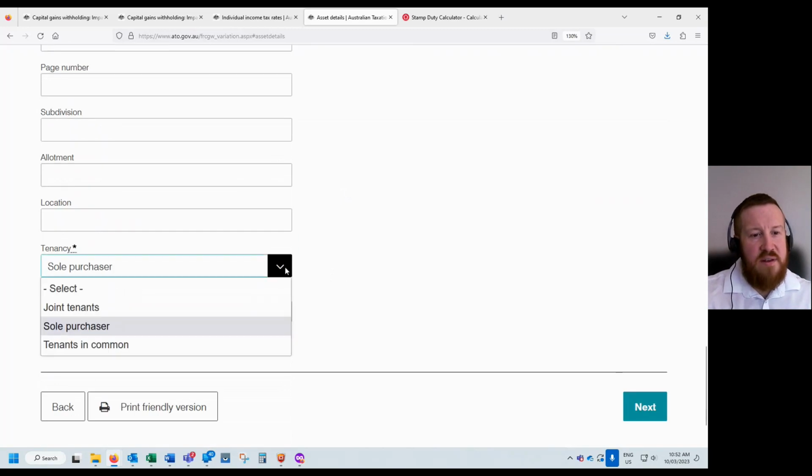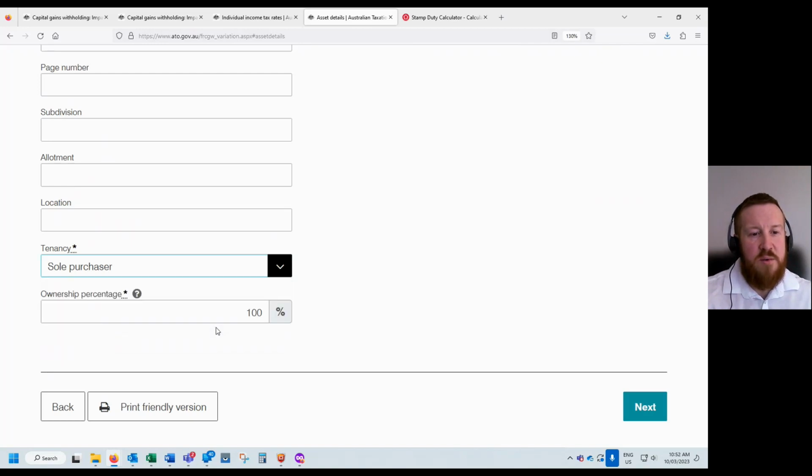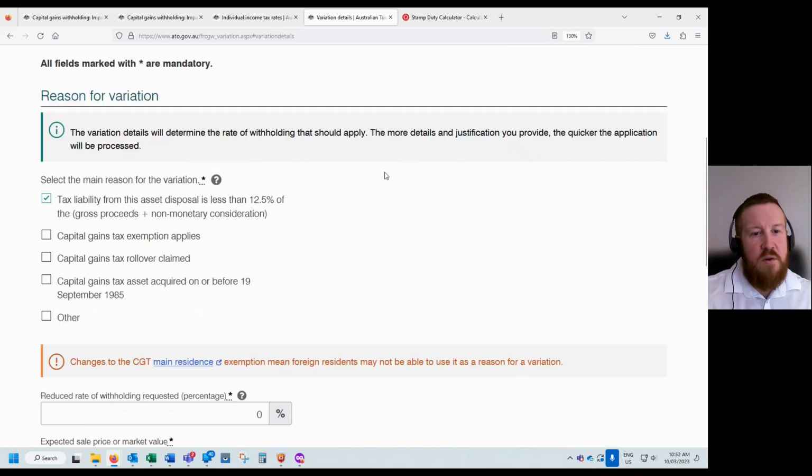What type of tenancy? If you just own it outright, it's a sole purchaser. If you own it with other people, again, you can ask your solicitor if it's joint tenants or tenants in common. They'll be able to tell you which one it is. Let's say for this example, it's 100% ownership. So why are we varying? So this top option is the most appropriate one.